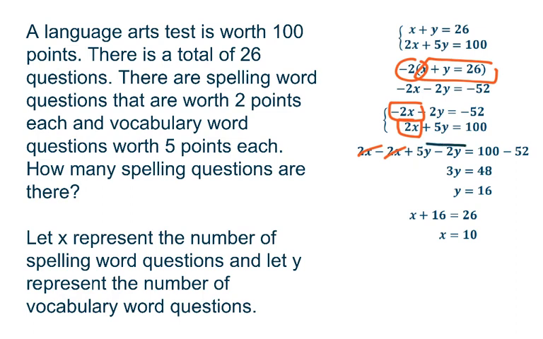We're also going to combine like terms. That's going to leave me with 3Y. On the other side, we'll be combining the constant terms. That leaves me with 48. Dividing by 3 gives me Y equal to 16.